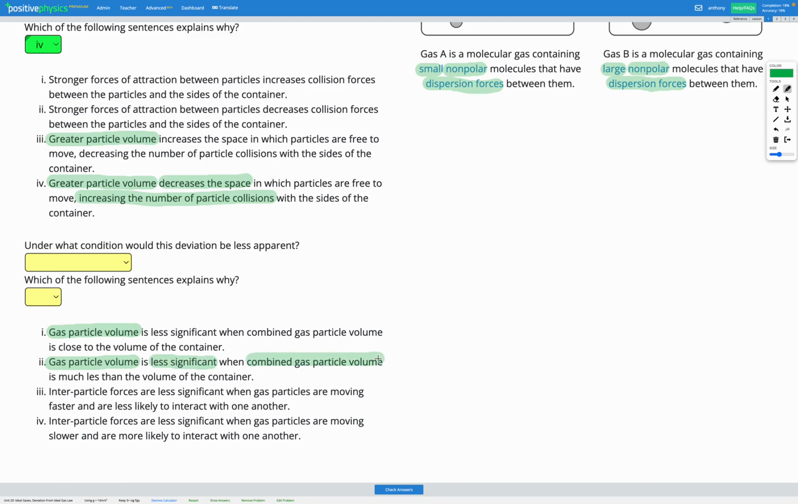If the combined gas particle volume is much less than the volume of the container, that would be when we have a low pressure, because our particles are more spread out, there's more space between them. And so the fact that the particles are large has less of an impact because they're taking up less of the volume overall at a lower pressure. So sentence 2 is our explanation, and it's at a low pressure that this would be the case. So our gas is more likely to be ideal at a low pressure because our particles are more spread out, and so the gas particle volume is less significant because they're taking up a much smaller volume compared with the volume of the container.